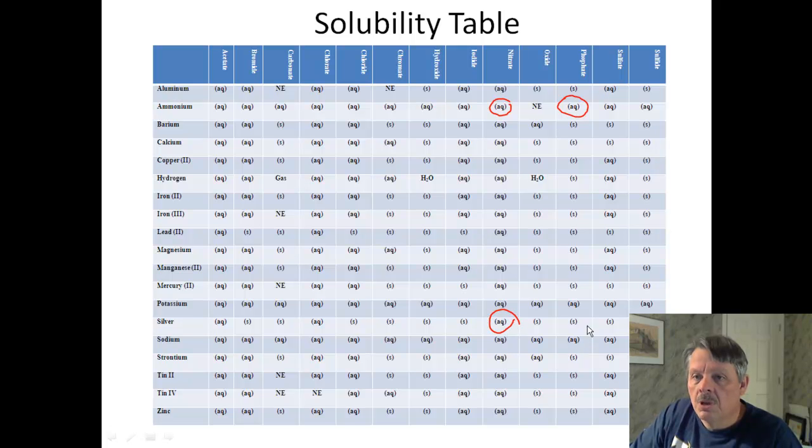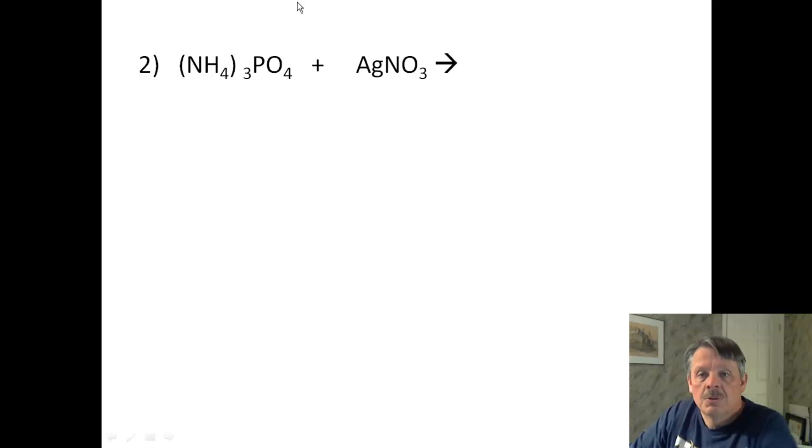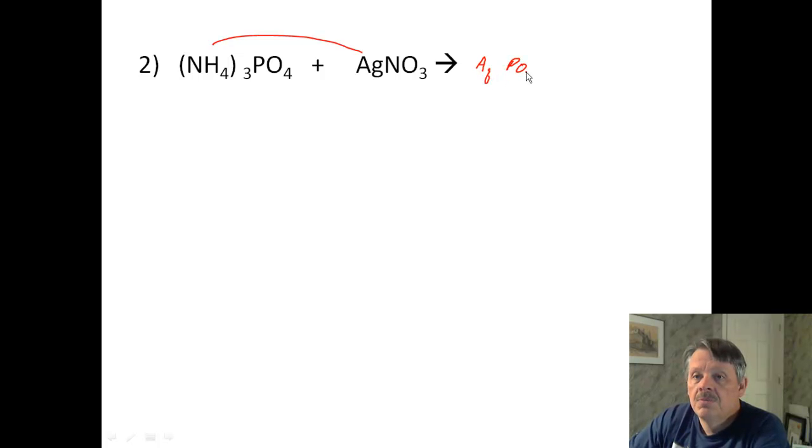But the other thing we're going to have to produce is silver phosphate, which is going to be a solid. So that's our key to this, silver phosphate, which is going to be a solid. So remember, our ammonium and our silver are going to replace each other. So I'm going to end up with silver phosphate, PO4, and ammonium, NH4, and that's going to be with nitrate, NO3.